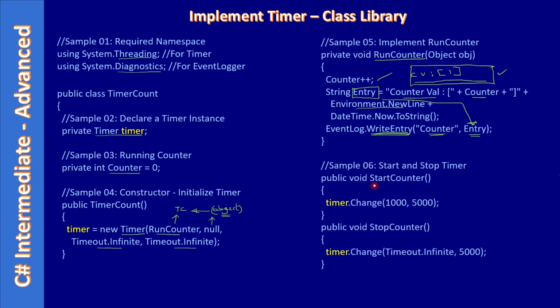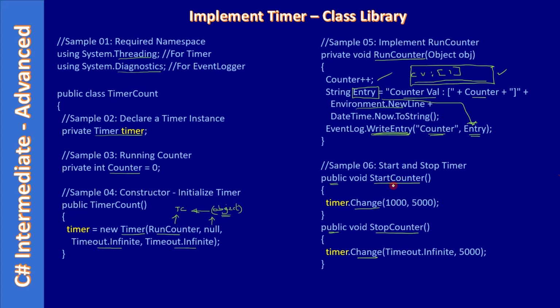Next, we have the methods StartCounter as well as StopCounter. In these methods, if you see, we are accessing the Change method of the timer. When the Windows service makes a call to the StartCounter method, you can see the access specifier is public. That means the external world can call this method. So in our case, the Windows service which we are going to create in the next 2 videos will make a call to this StartCounter.